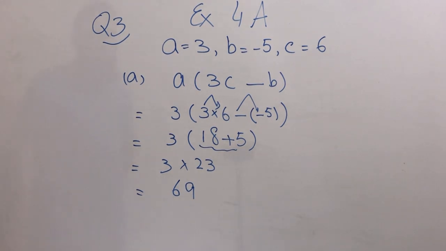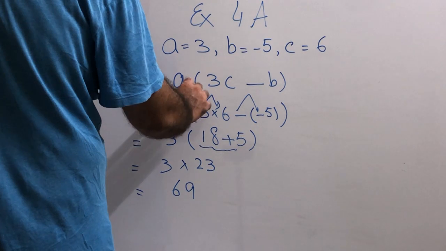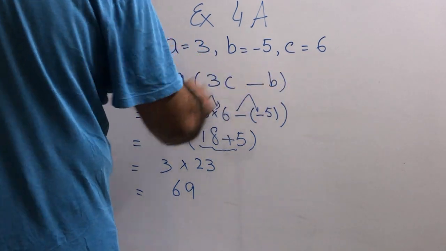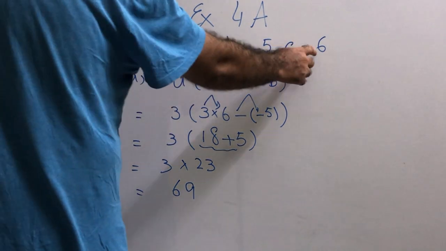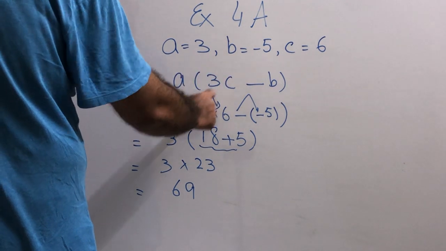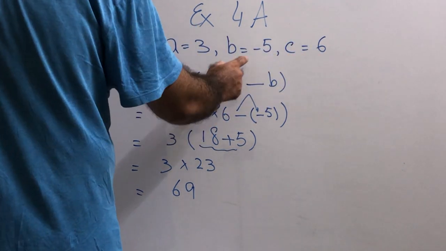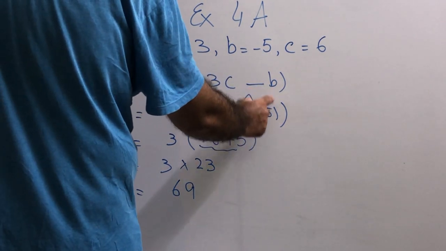I'll recap. The question was that the values for a, b and c were given and the expression was given for first part a, that was a into 3c minus b. This bracket means a is being multiplied with everything in the bracket. In the first step, we plugged in the values. Plug-in means we place the values for a, b and c. a is 3. 3c is 3 multiplied by c. c is 6. Minus b is minus 5. We placed a bracket to place the value of b, minus 5.